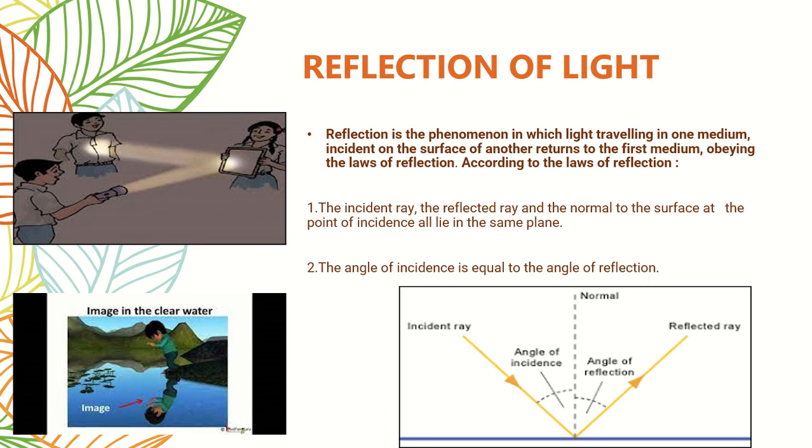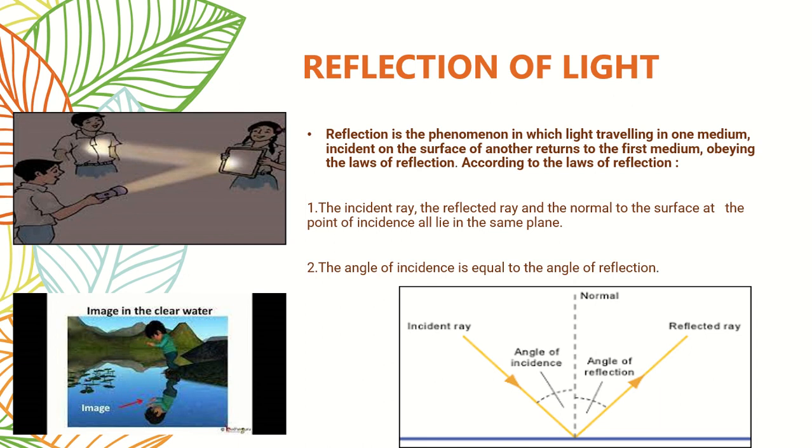The second law of reflection states that the angle of incidence is equal to the angle of reflection. You can see that the angle of incidence is exactly symmetrical to the angle of reflection, and hence angle of incidence is exactly equal to the angle of reflection. These are the two laws of reflection.